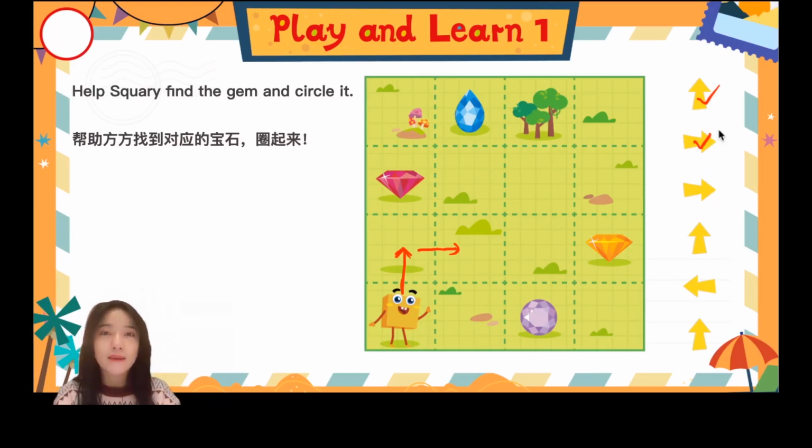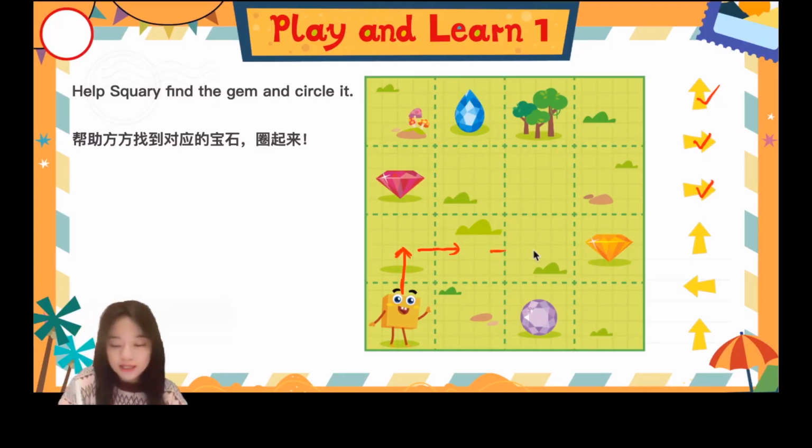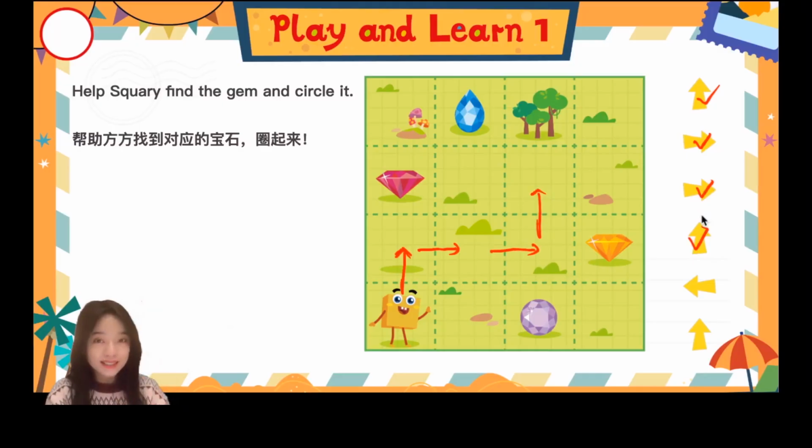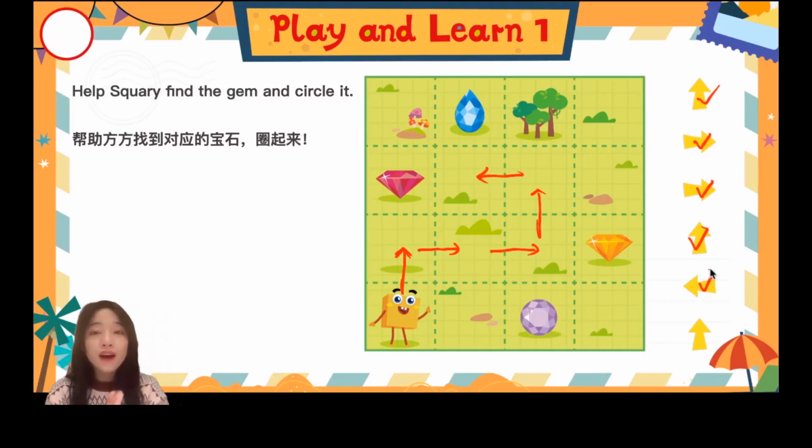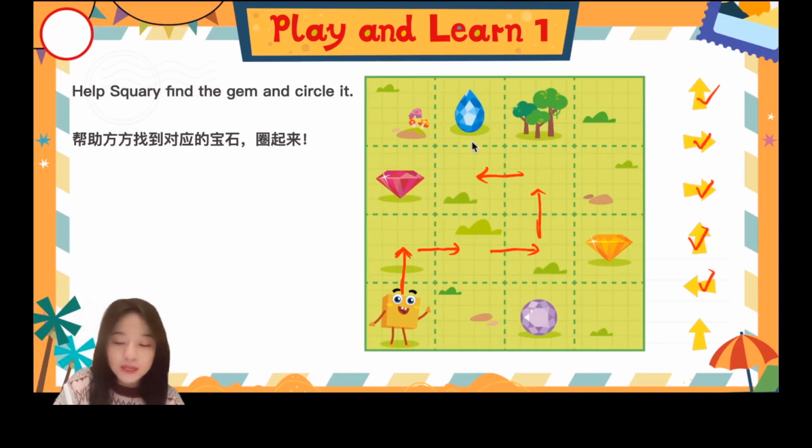But in the game, you need to say the direction out. So for example, here we need to say first, Squarey, go up, and next, he goes to the right side. After that, continue with the right side. The third one is up again, and next, what is the next direction? Great, that is the opposite to right, which is left. Okay, go to the left side. Finally, it moves up again.